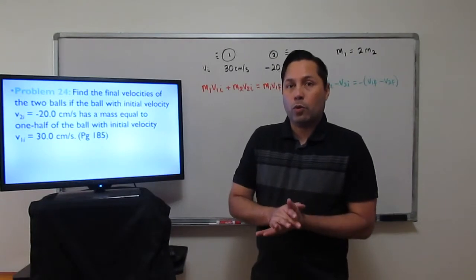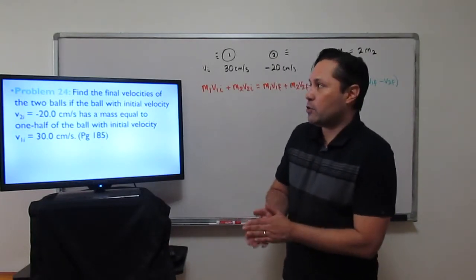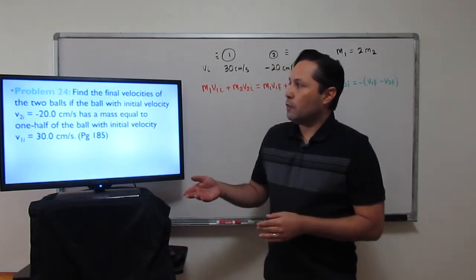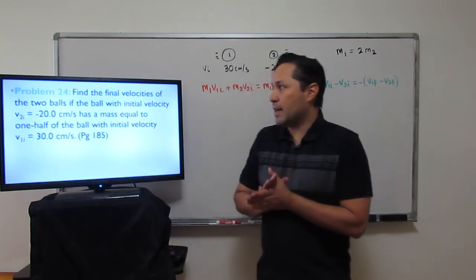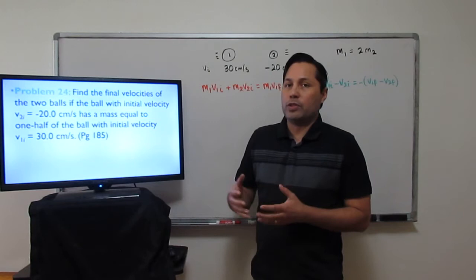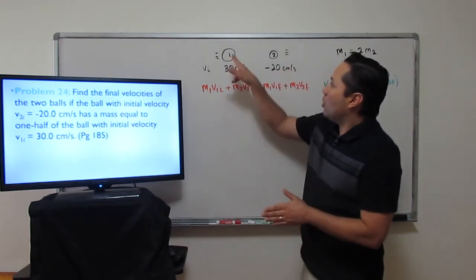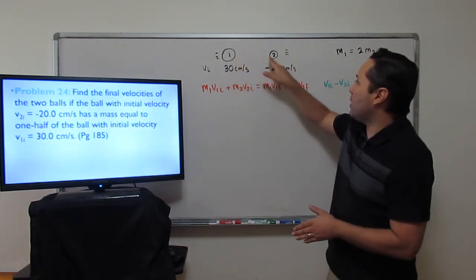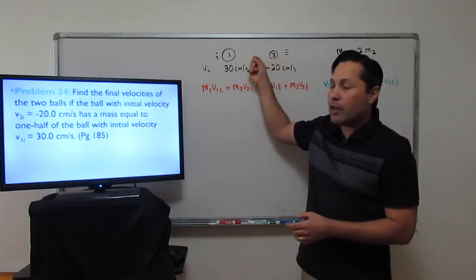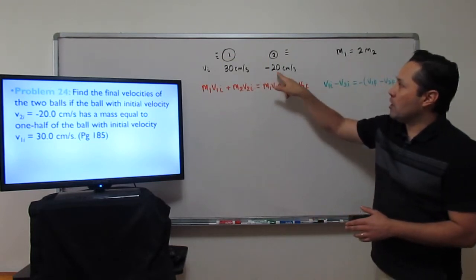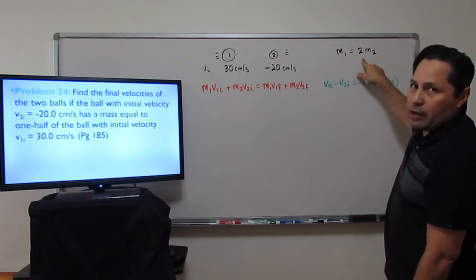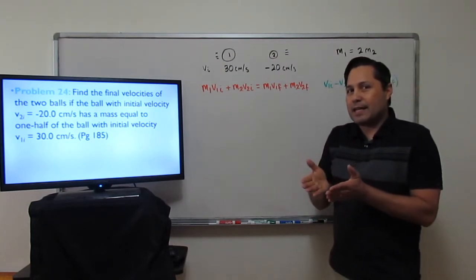Up next, we're going to work on problem number 24. Here we're asked to find the final velocities of two balls if the ball with an initial velocity of V2, which is negative 20 centimeters per second, has a mass equal to 1/2 that of the ball with an initial velocity of 30 centimeters per second. So our first object is twice the size of our second object, since the second object has a mass of half that of the first object. So these are their initial velocities, and we're going to make the following claim. We're going to say that m1 is equal to twice that of m2. So that is our problem.